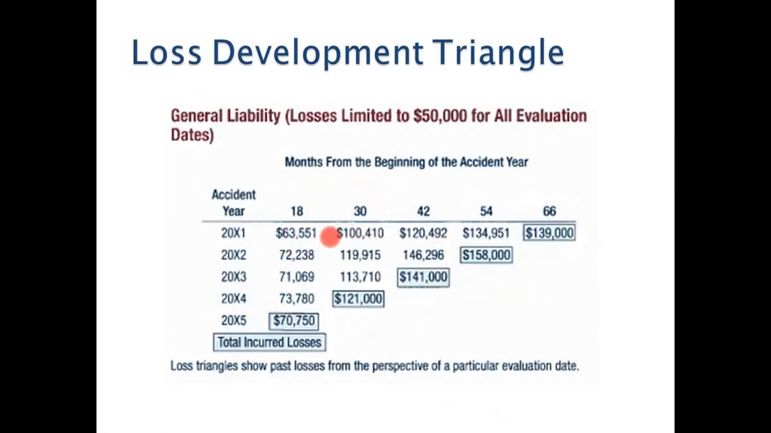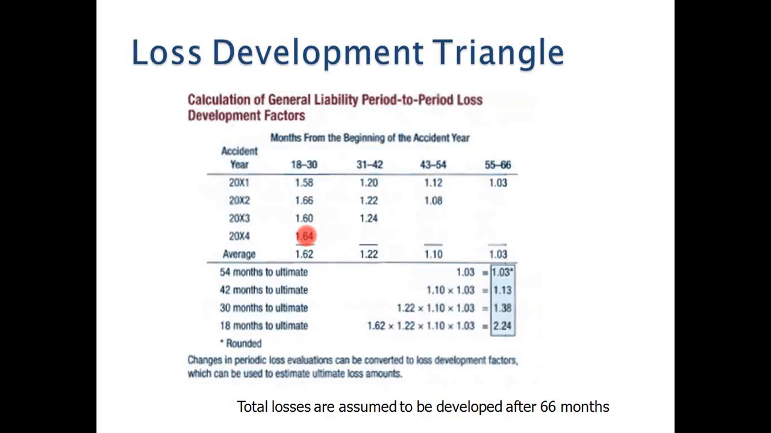divided by this, you come up with a factor of 1.58. That's where these numbers are coming from. From 31 to 42, the loss development factor is 1.2. And then from 55 to 66 months, it's only about a 3% change.